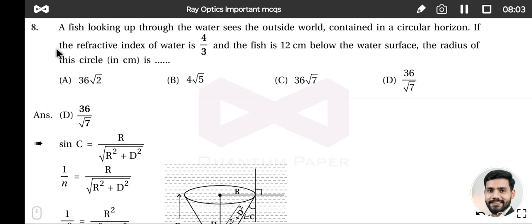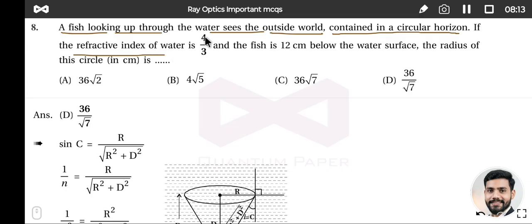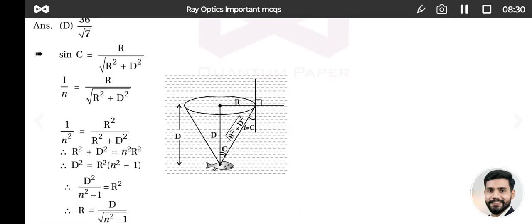Look at the next question. This is also an important question. A fish looking up through water sees the outside world contained in a circular horizon. If the refractive index of the water is 4 by 3 and the fish is 12 centimeter below the water surface, the radius of the circle is, you have to find out radius r. Whenever this type of question comes, you have to just remember one short trick.